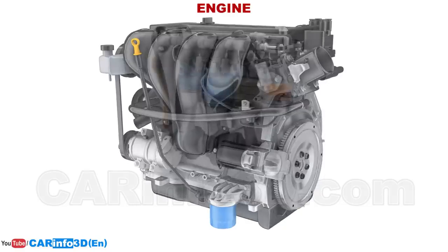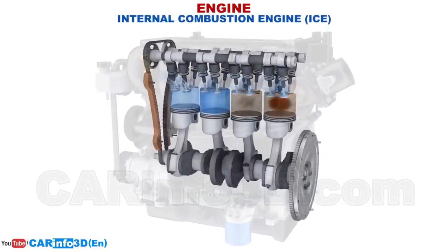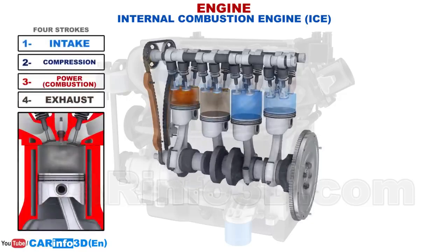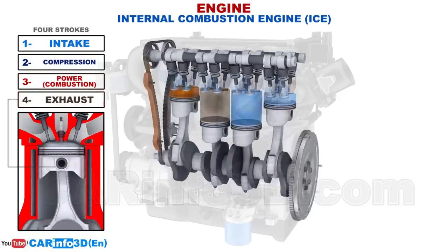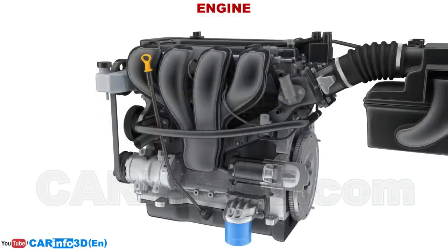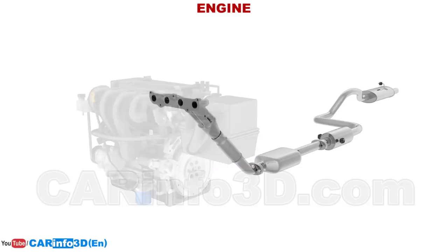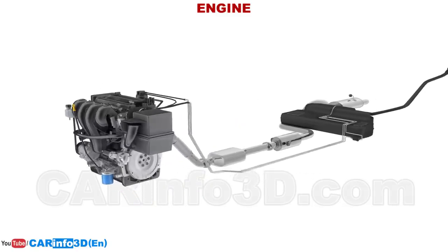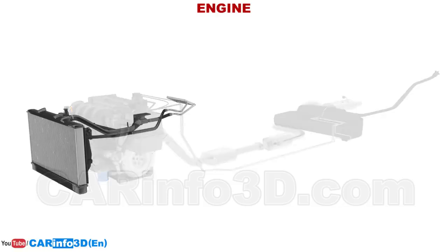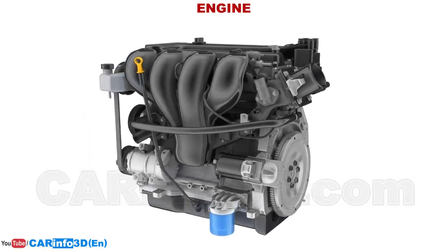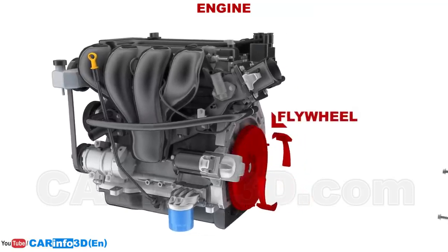You can see a 4-cylinder, 16-valve gasoline internal combustion engine. This engine's operating cycle consists of 4 strokes: intake, compression, power, exhaust. The engine has numerous subsystems such as the intake system, exhaust system, fuel supply system, cooling system, and others. The internal combustion engine generates mechanical work, and the torque is then transferred to the transmission system via a flywheel.